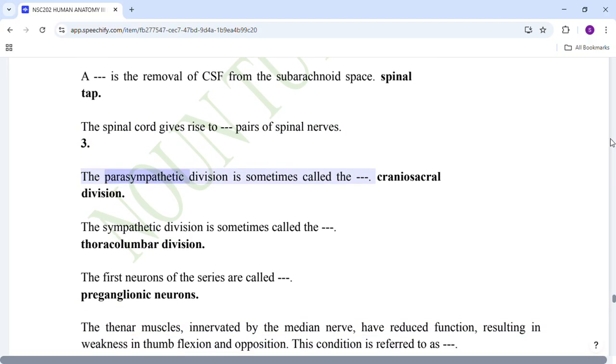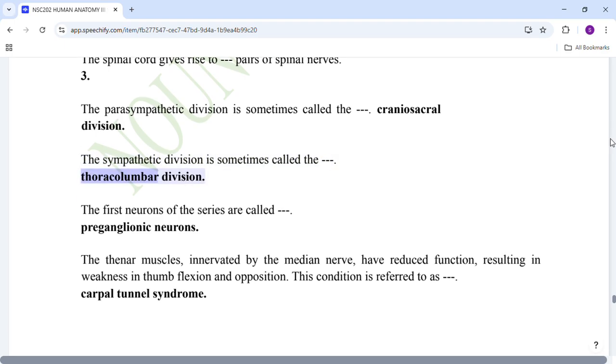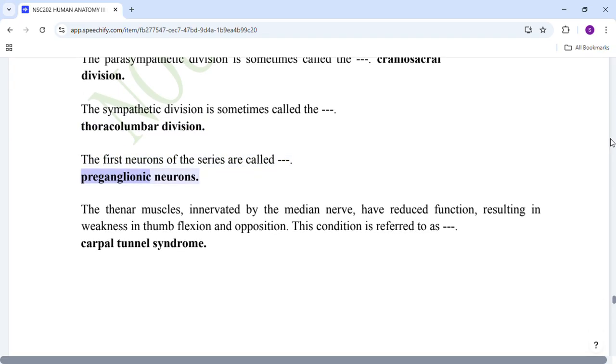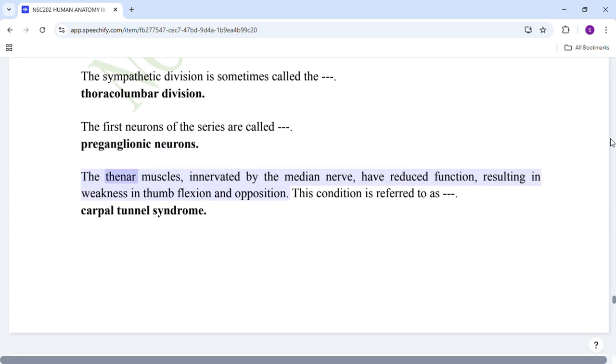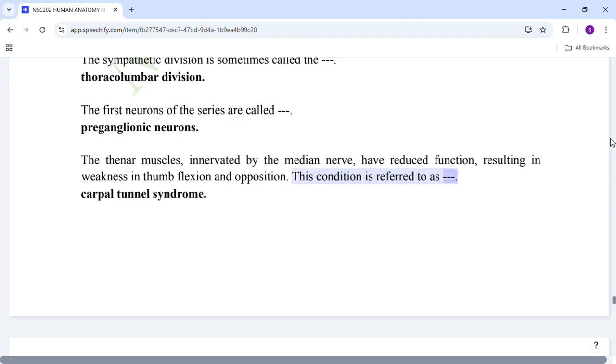3. The parasympathetic division is sometimes called the dash. Craniosacral division. The sympathetic division is sometimes called the dash. Thoracolumbar division. The first neurons of the series are called dash. Preganglionic neurons. The thenar muscles, innervated by the median nerve, have reduced function, resulting in weakness in thumb flexion and opposition. This condition is referred to as dash.